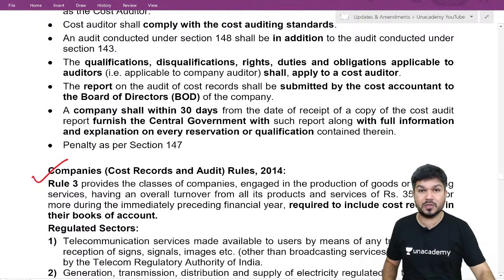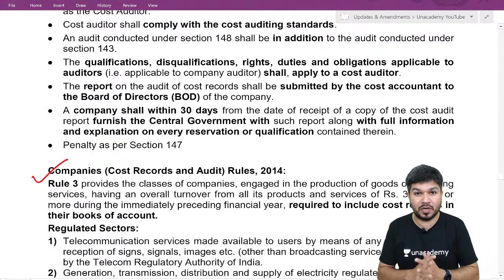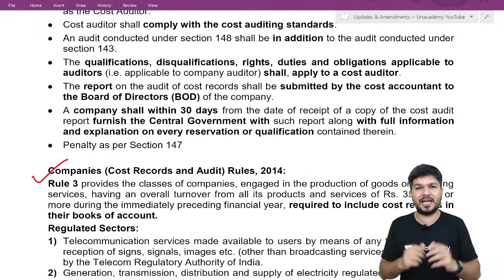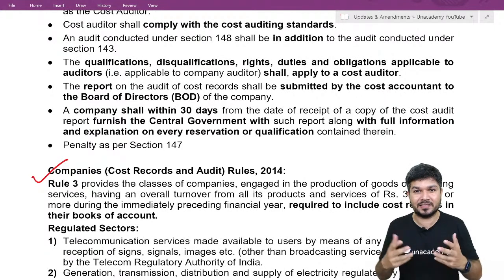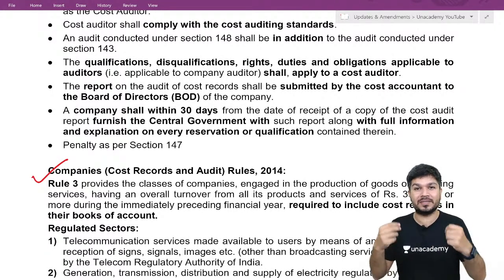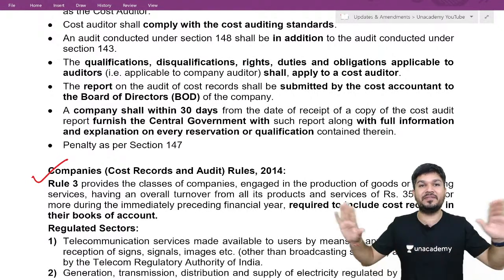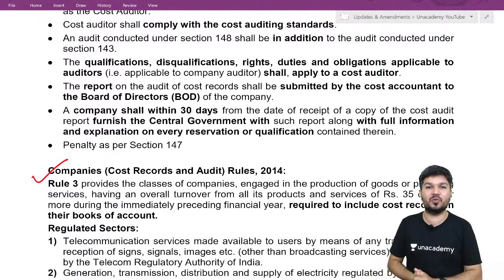Now coming to the Cost Audit, Cost Record and Audit Rules 2014. See, every time whenever there are rules or an act, rule 1 or section 1 is kind of a heading. Rule 2 or section 2 covers the definitions. I'm directly starting with rule number 3.